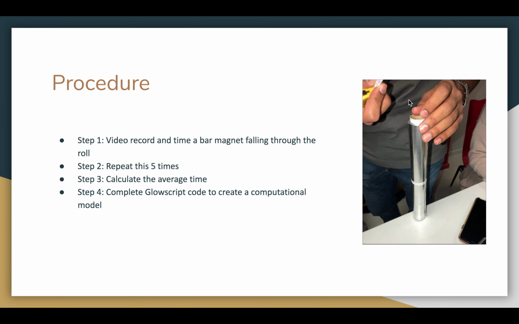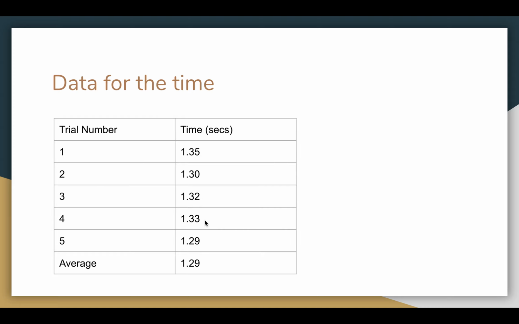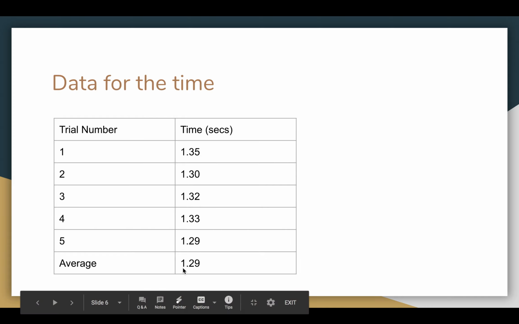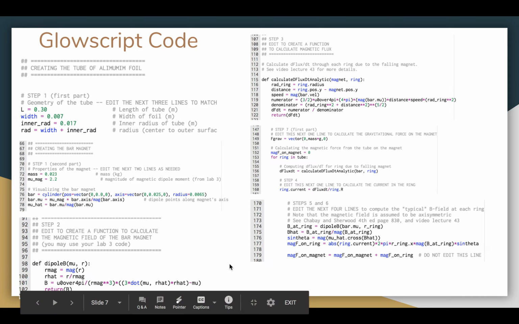The procedure of this lab was to record a video and time a bar magnet as it's falling through the roll, and then repeat this 5 times, then calculate the average time, and then complete the closed script code, which creates the computational model. So the data at this time is as shown. The average that I got was 1.29 seconds.